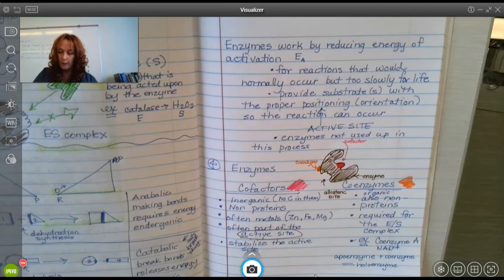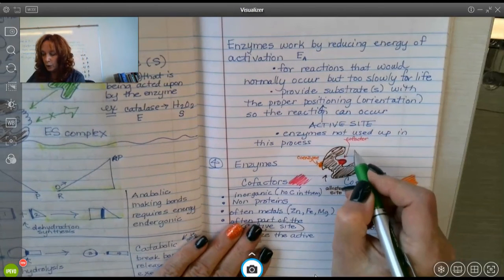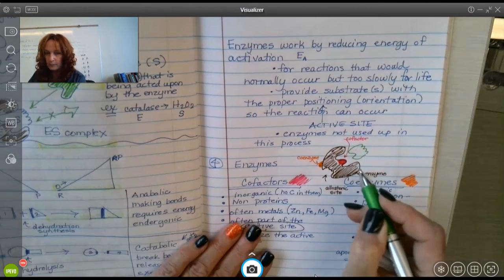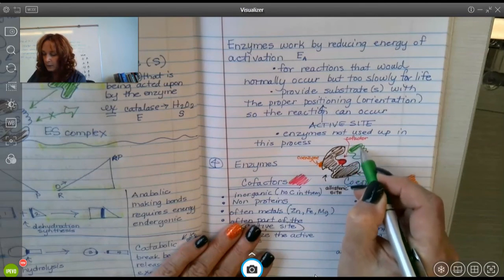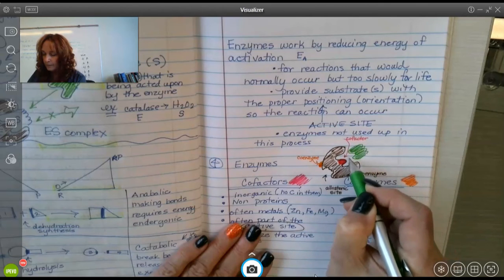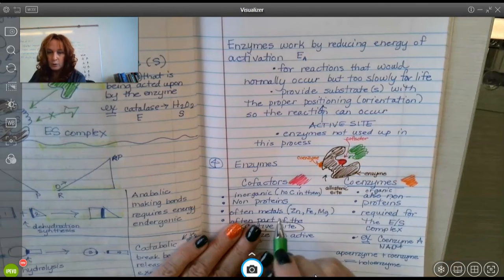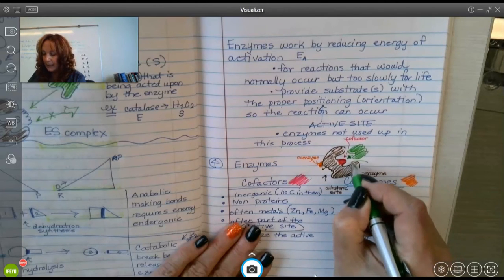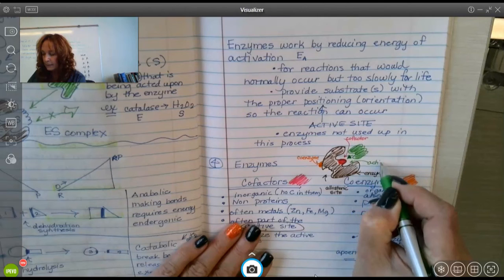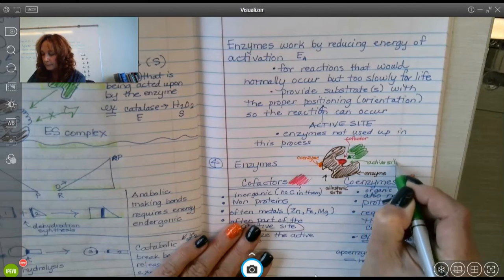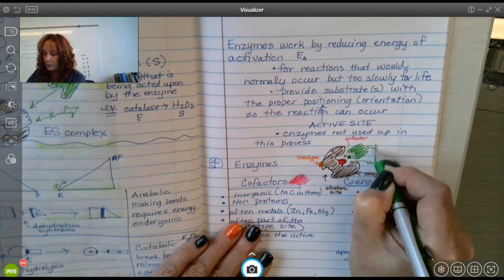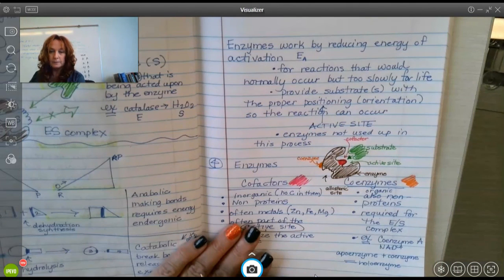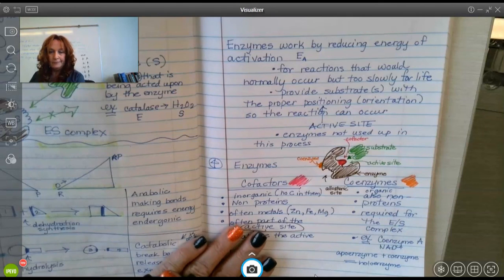Then I want to draw my substrate, which would go in here, which would have this shape. I went ahead and just gave it some crazy things to show it's not something simple. So this is the substrate that would sit in this active site. Right here is the active site. And this is the substrate, the molecule that the enzyme is going to act on. Okay?